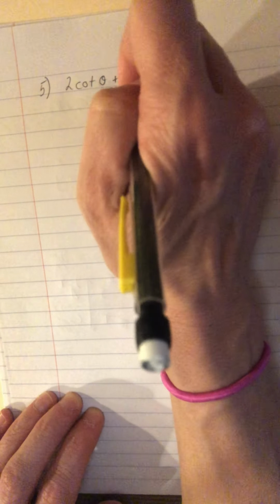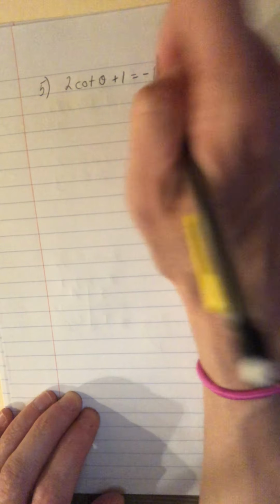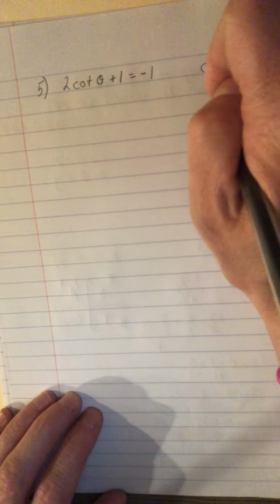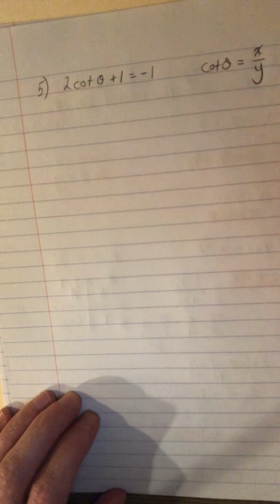So if I take a look here, I'm going to have 2 cotangent theta plus 1 equals negative 1. Guys, the difference with this one is that I'm giving you cotangent. So if I give you cotangent theta, this is slightly different than what we just did, because cotangent is going to be x over y. So that's what we have to be aware of. We're looking for x over y.